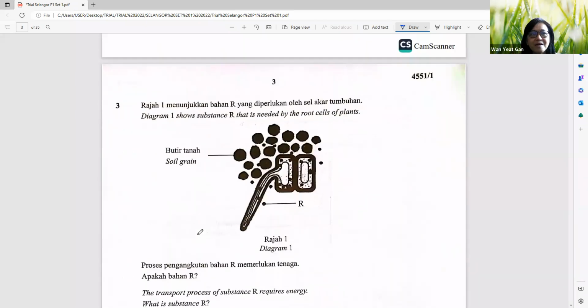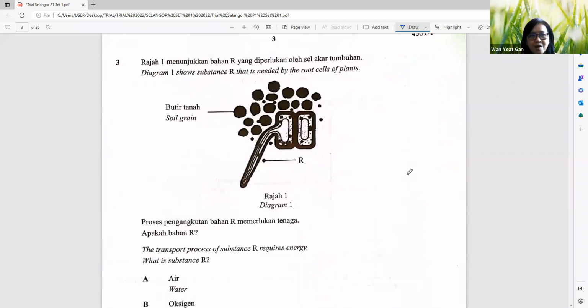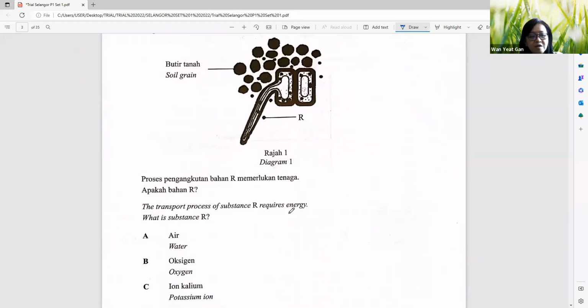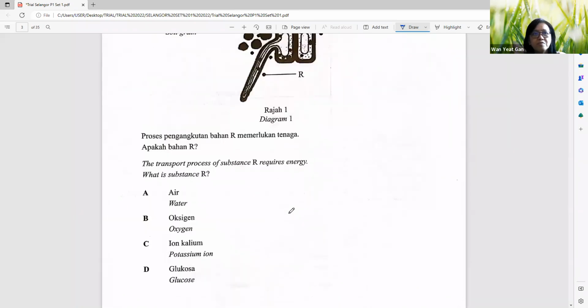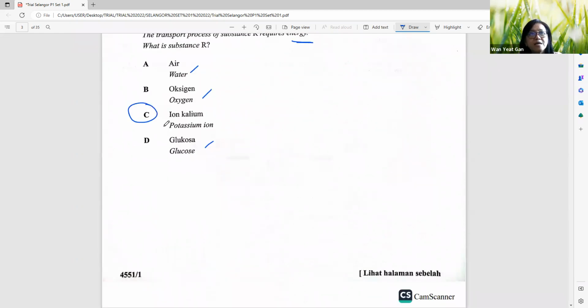Number 3. Diagram 1 shows substance R that is needed by the root cell of a plant. What is substance R? The transport process of R requires energy. So what is substance R? The substance that requires energy to be transported would be potassium ion, right? Water, oxygen, as well as glucose transport do not require energy. All these, A, B, and D, are through passive transport.